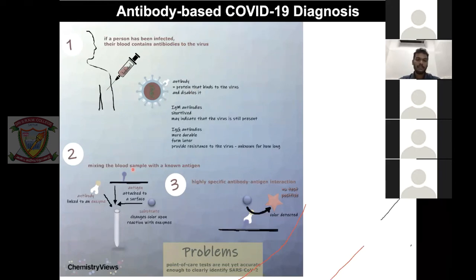Second, mixing of the blood sample with a known antigen. You just mix them, and this antibody is linked to an enzyme. You have the antigen, you add it, and then you put in a substrate. Basically, this is an enzyme substrate. What happens? This enzyme is also capable of reacting with fluorophores.